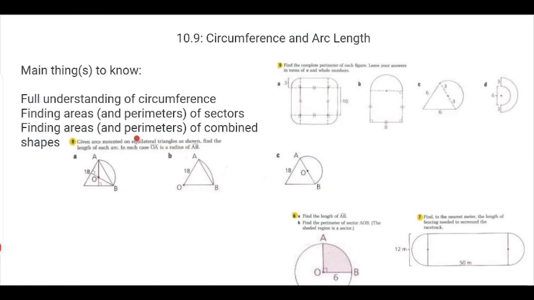Okay, 10.9, last one, circumference and arc length. So, main things to know about this section: you need to have a full understanding of circumference. You need to fully know how to find areas and perimeters of sectors, and finding areas and perimeters of combined shapes. So, I just have some problems here. There's not much else to talk about in this section. No tricks, nothing.